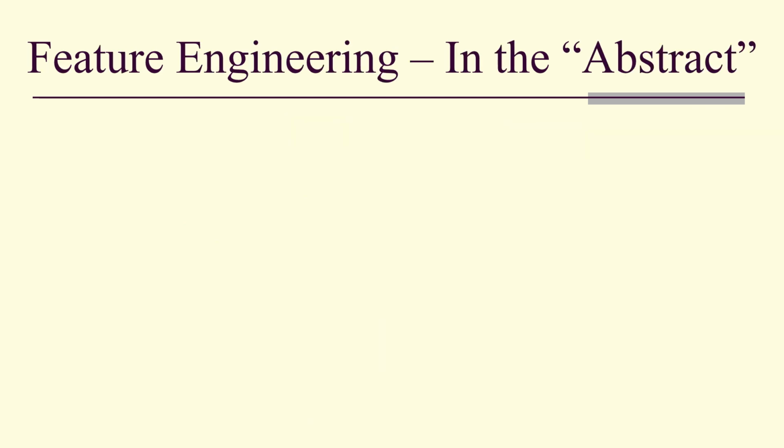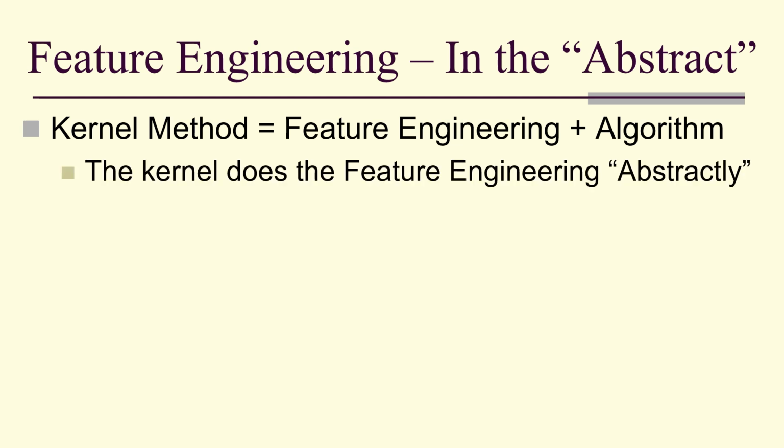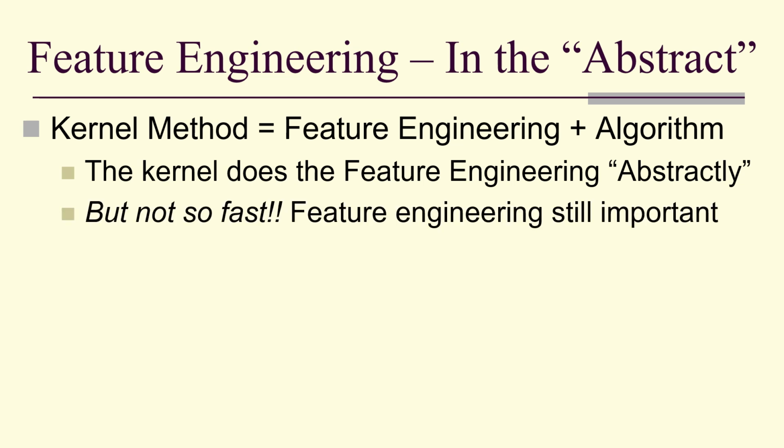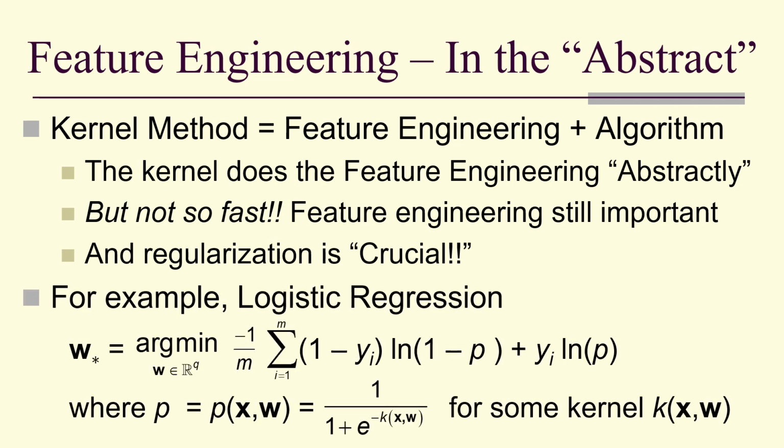So we're doing feature engineering in the abstract. We're doing a kernel method, which is feature engineering plus algorithm. The kernel is doing the feature engineering abstractly, but not so fast. The feature engineering we've been doing by hand will still be very important, as will regularization. For example, logistic regression can be written in terms of some kernel. So let's look at an example with logistic regression as kernel logistic regression.